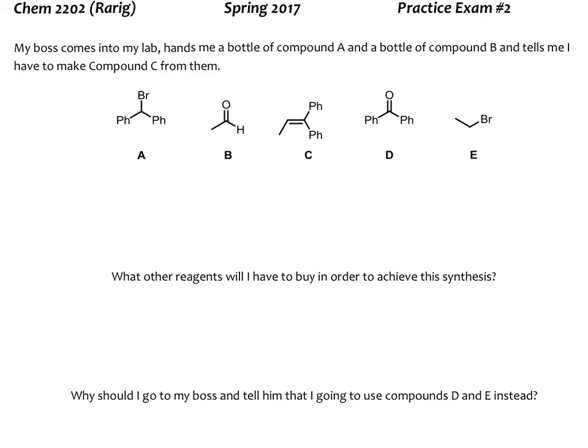My boss comes into my lab, hands me a bottle of compound A and a bottle of compound B, and tells me I have to make compound C from them. What other reagents will I have to buy in order to achieve this synthesis?